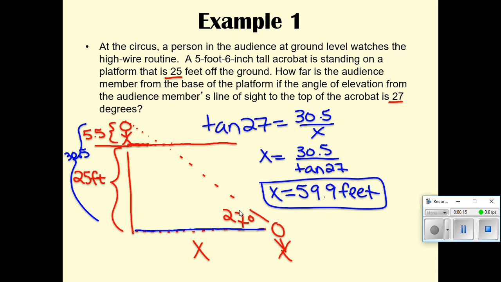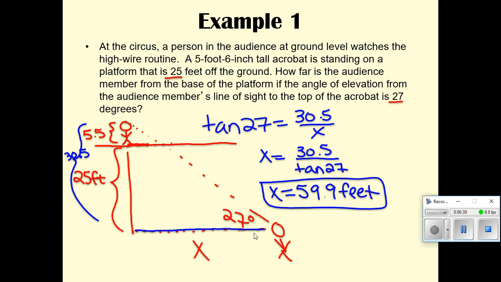And then we're going to do this angle of elevation, because you're looking up. When you're looking up, this angle of elevation is 27. And we want to know this bottom right here, the base, which we're going to write as x. So please draw a right triangle: 30.5, x, and 27.